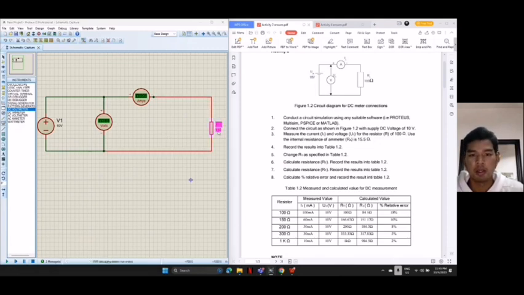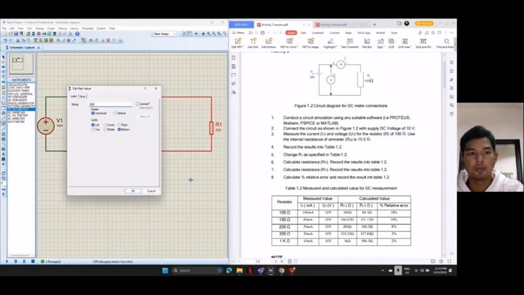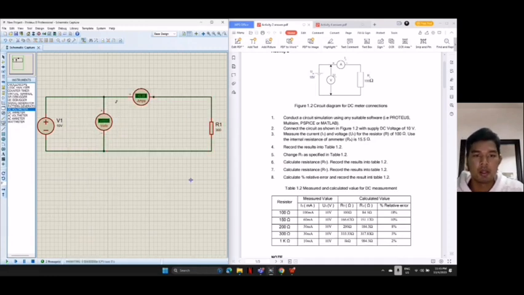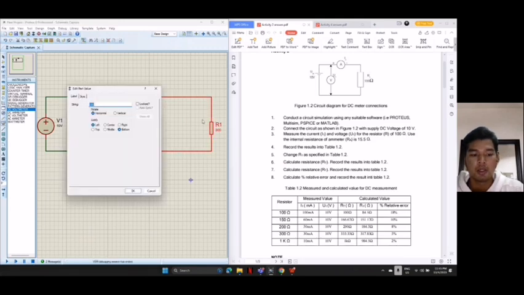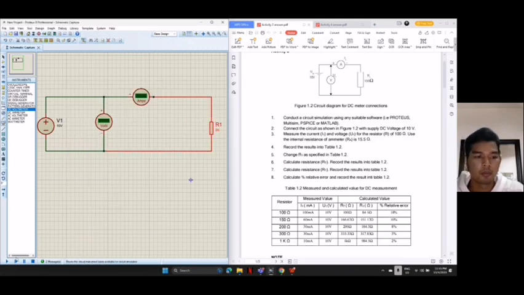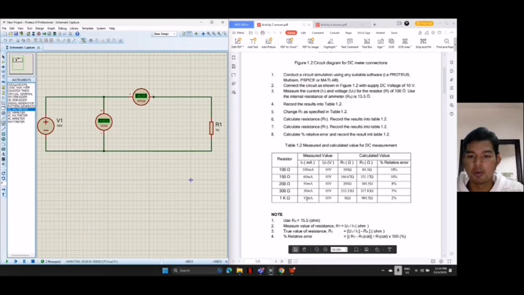Next, 200 ohm, turn on, and the ammeter is 0.05. Convert, we get 50 milliampere. Next, 300 ohm, start, 0.03. Then convert, 30 milliampere. And the last one is 1 kilo ohm. Turn on. Then the ammeter is 0.01. Then we convert, we get 10 milliampere.